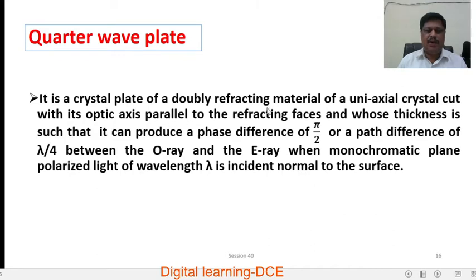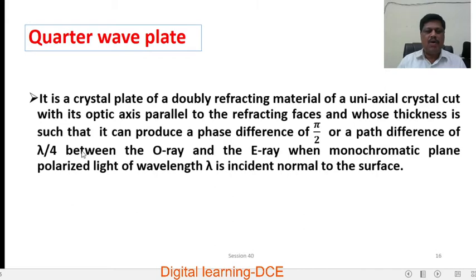It is a crystal plate of doubly refracting material, a uniaxial crystal, cut with its optic axis parallel to the refracting faces and whose thickness is such that it can produce a phase difference of pi by 2 or a path difference of lambda by 4 between the ordinary ray and the extraordinary ray, when monochromatic plane polarized light of wavelength lambda is incident normal to the surface.